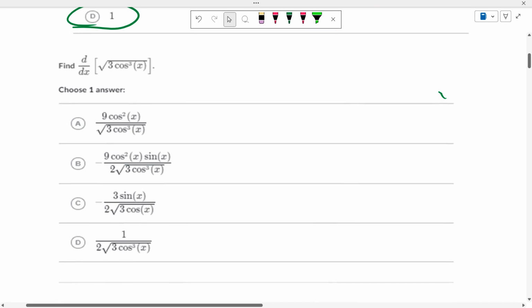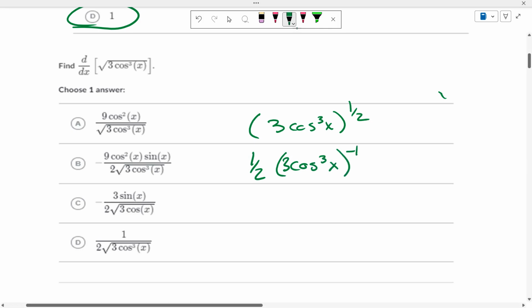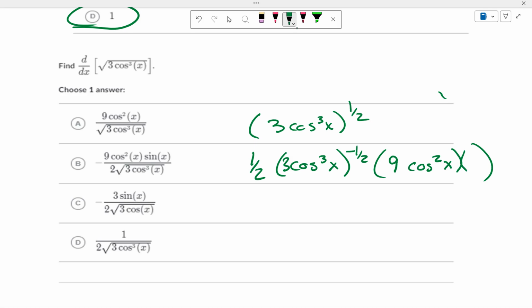What does this look like? Chain rule. So it is 3 cosine cubed of x to the 1/2 power, which is 1/2 of 3 cosine cubed of x to the negative 1/2 times the first derivative of the inside. First derivative of the inside is 9 cosine squared of x times, it's a chain, times the first derivative of the inside, which is negative sine of x.